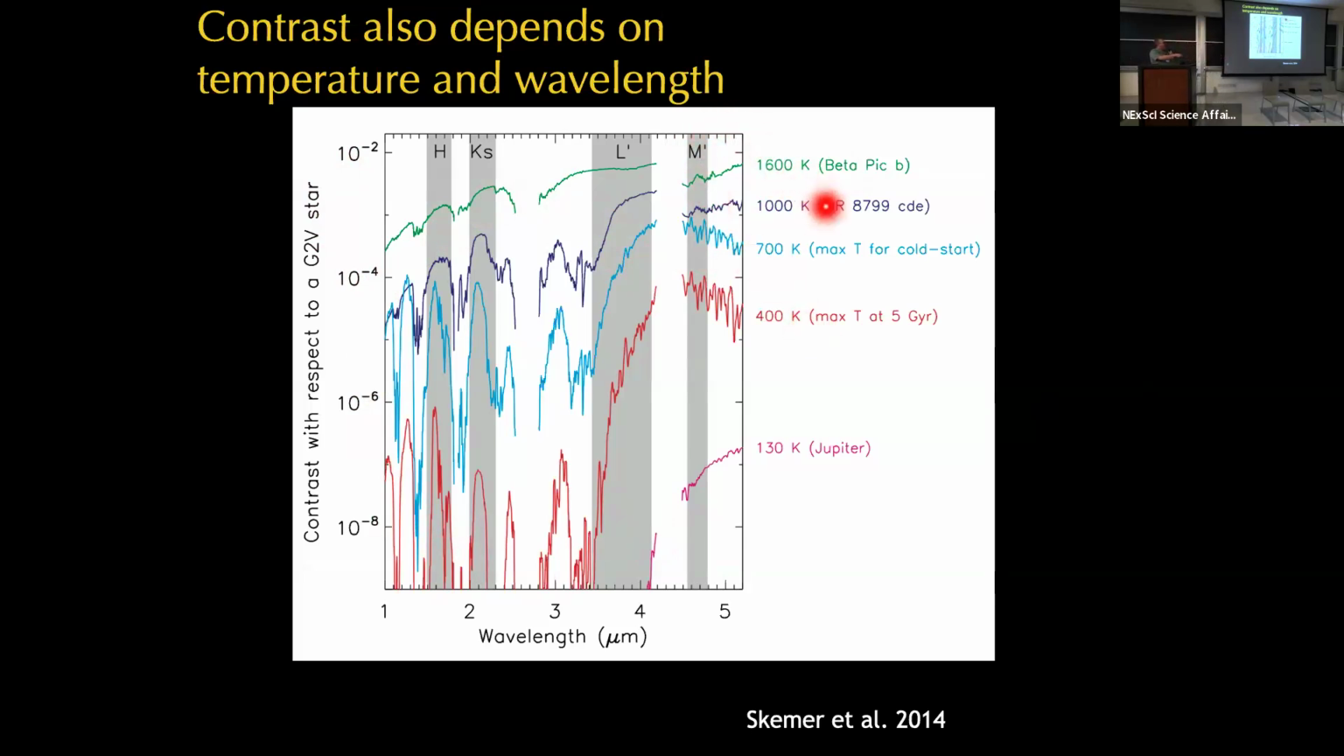But as you go down this plot, as you go to cooler and cooler objects that are either older or lower mass, the contrast in the H and K is going to essentially drop off a cliff, whereas the L and M contrast, the mid-infrared, is not so bad. So I'm going to leave this as a spoiler for the end of my talk. Gee, wouldn't it be nice if we had some sort of 6-meter space telescope optimized for mid-infrared observations? Come back to that in a few slides.